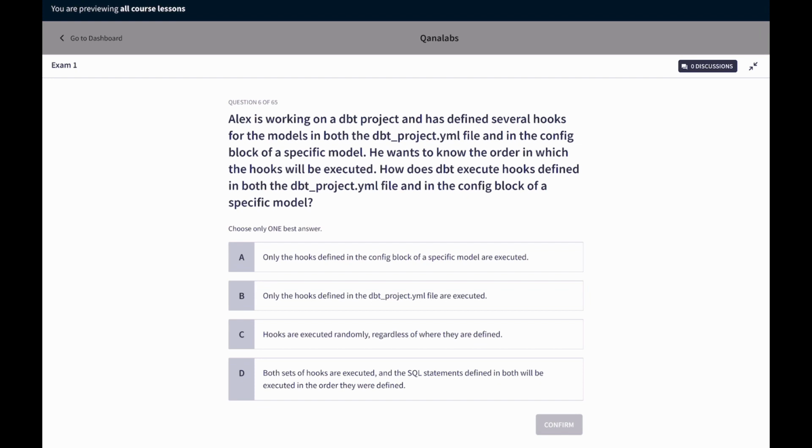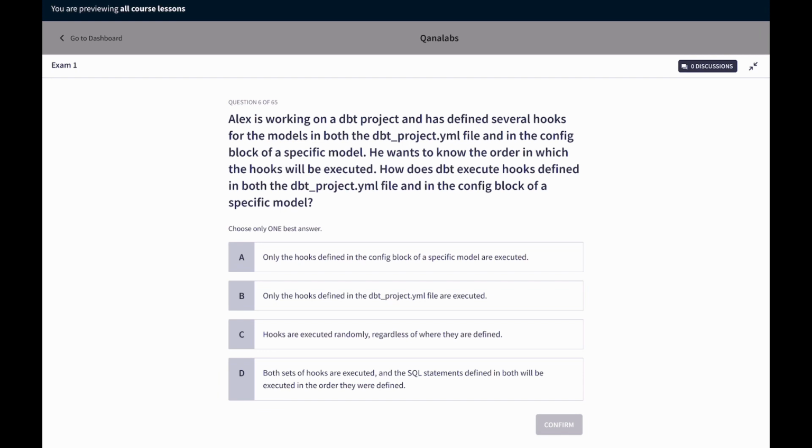Option B, only the hooks defined in the DBT project.yaml file are executed. Like we stated earlier, it considers all the hooks defined within your DBT project, regardless of where you've defined your hooks. Option C, hooks are executed randomly regardless of where they are defined. This option is incorrect because DBT has a specific order in which hooks are executed. It doesn't just do a random execution. There is a specific manner in which DBT hooks are executed. So this option is also incorrect.